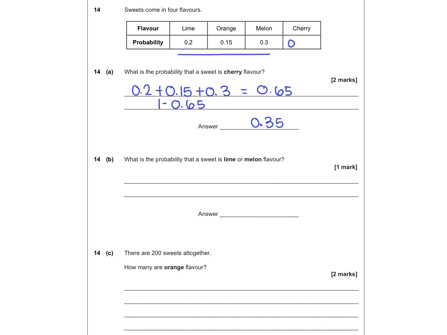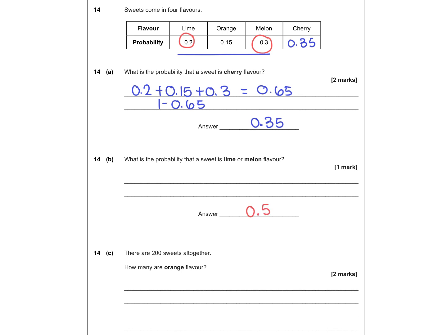So if we put that in there, that table now adds up to 1 or 100%. What is the probability that a sweet is either lime or melon? So lime or melon, we can add those together. That's going to give us 0.5.